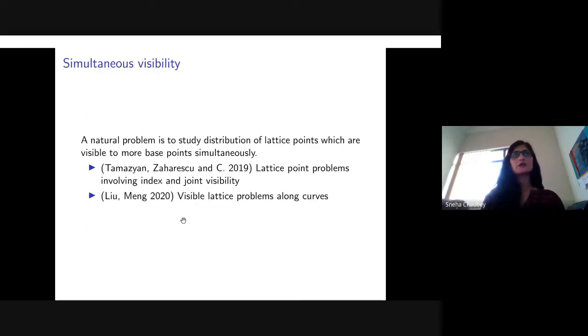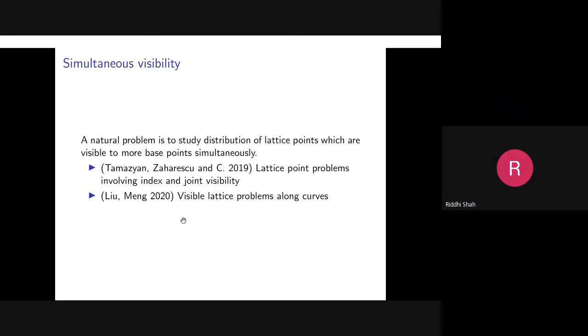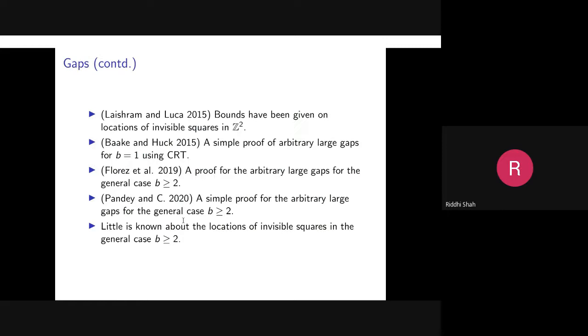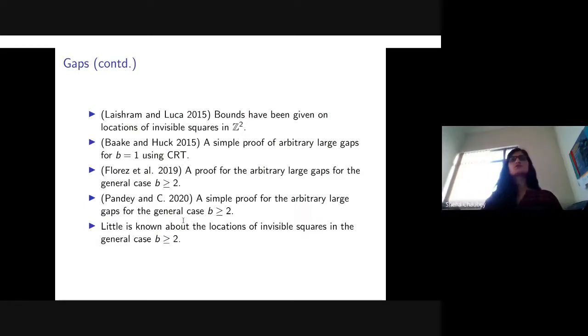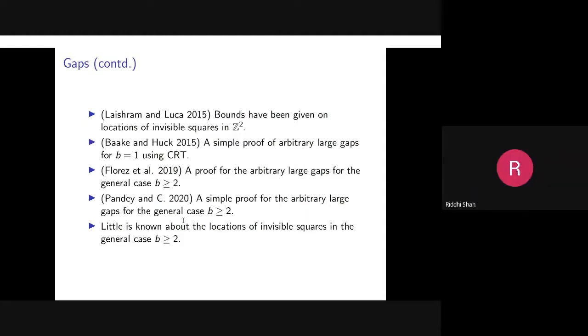Okay, so a slight detour. After visibility, yes. I don't understand the difference between gap and invisible square. So, when I say gaps, it is basically invisible squares, but there are two questions. One is where those invisible squares are located, and the other is what can you say about the size of those gaps? Okay, thank you.